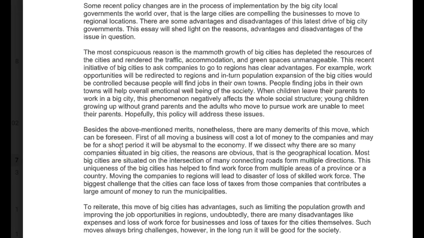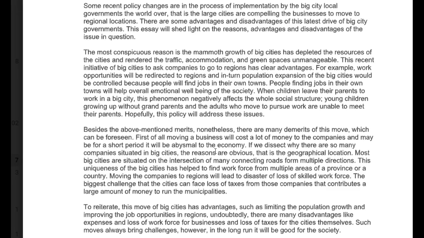"First of all, moving a business will cost a lot of money to the companies and maybe for a short period." There's something awkward grammatically here. I can't really fix it. I don't know what is going on. "Will cost a lot of money to the companies, and for a short period, this may be..." I don't like the word "abysmal" here. It's a great word, but not here. "Detrimental to the economy."